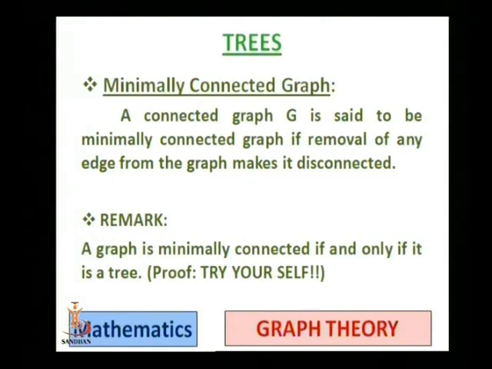So that is a very easy and trivial proof of that remark, an important remark, that a graph is minimally connected if and only if it is a tree. That means a tree is always a minimally connected graph.